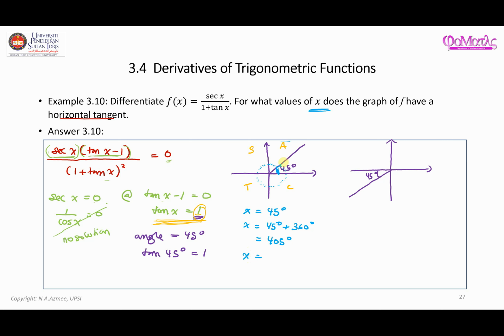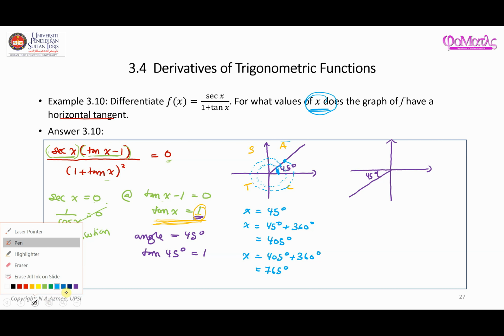For example, if you do another round of 360 degrees, and you stop here, the tangent of that angle is also going to be equal to 1. So here we have 405 degrees plus another 360 degrees. This is going to be equal to 765 degrees, and this is going to continue on because again there is no limit to the range of x.